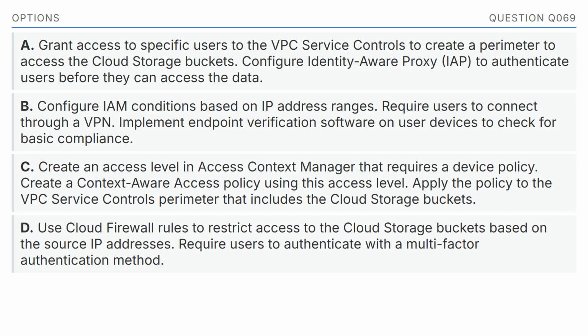Option C, create an access level in Access Context Manager that requires a device policy. Create a context-aware access policy using this access level. Apply the policy to the VPC Service Controls perimeter that includes the cloud storage buckets. Option D, use cloud firewall rules to restrict access to the cloud storage buckets based on the source IP addresses. Require users to authenticate with a multi-factor authentication method.